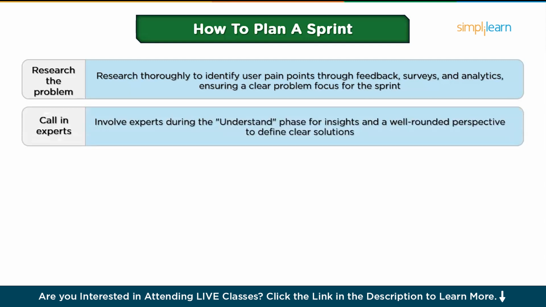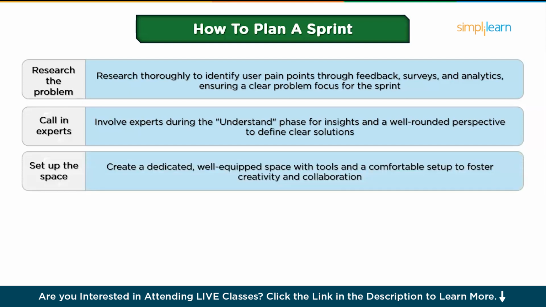Next is call in experts. So during the sprint, especially in the understand phase, involve experts who can provide valuable insights. These could include stakeholders, team leads, or individuals with specific knowledge of the problem. So the input helps the team get a well-rounded perspective on the challenge, making it easier to define a clear solution. Next is set up the space.